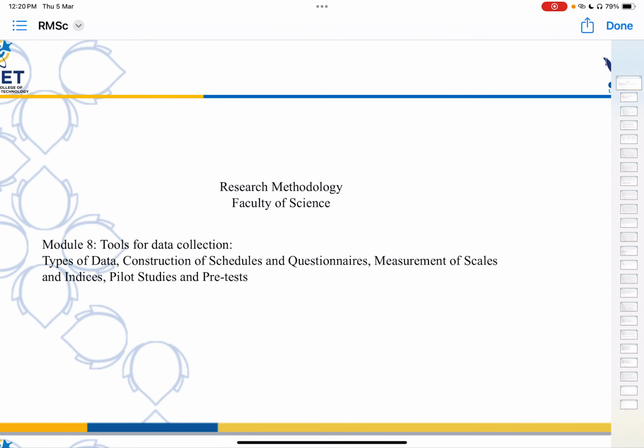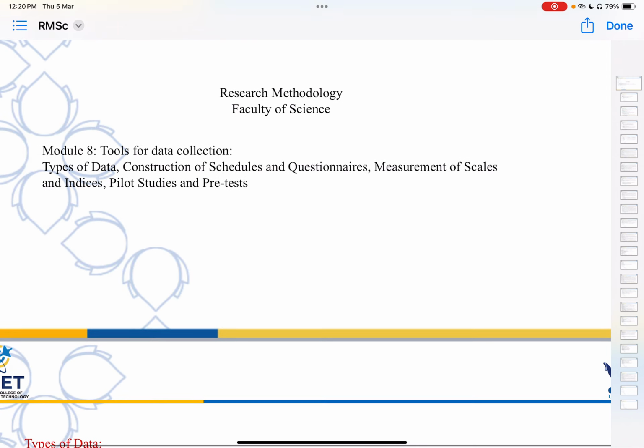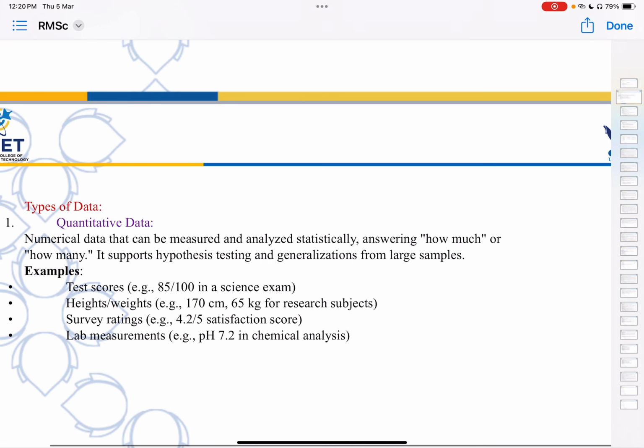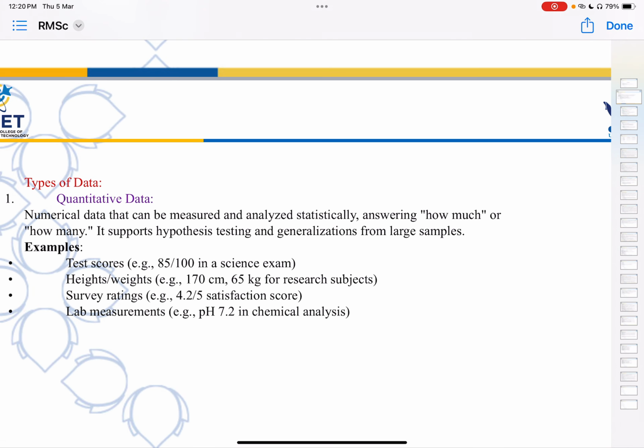Hello, friends. Let us have the lecture on research methodology, and here we are discussing Module 8, which is tools for data collection. So, the first thing is different types of data. There are basically two main types of data. The one is quantitative data.